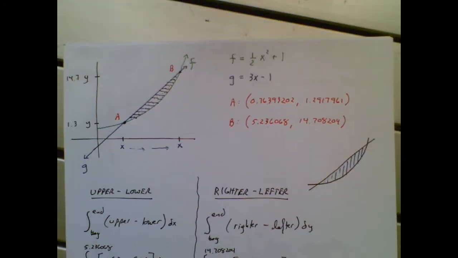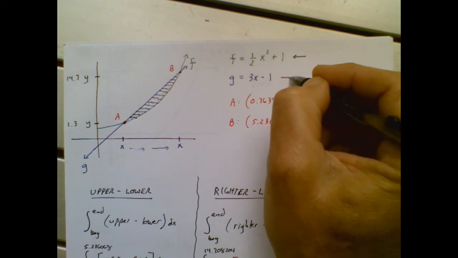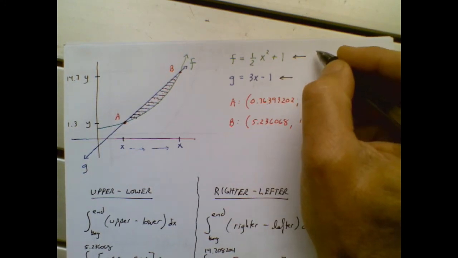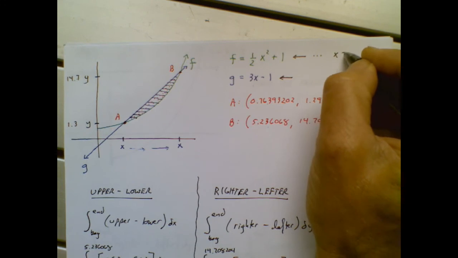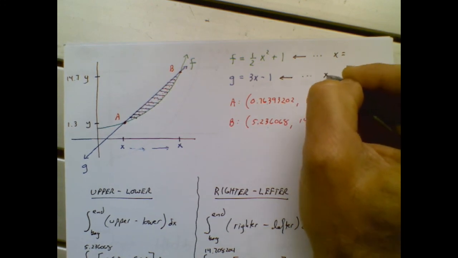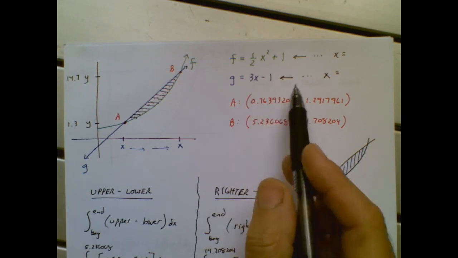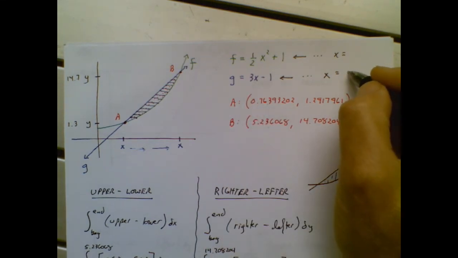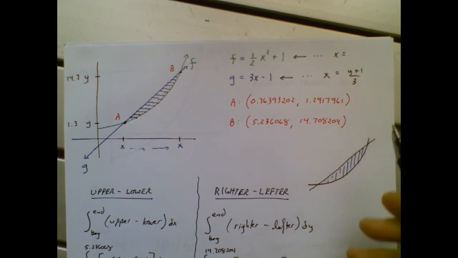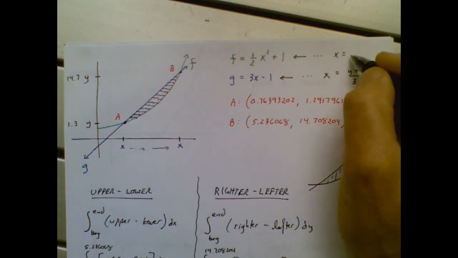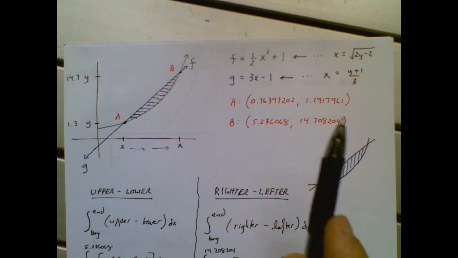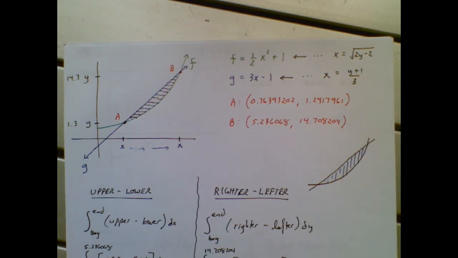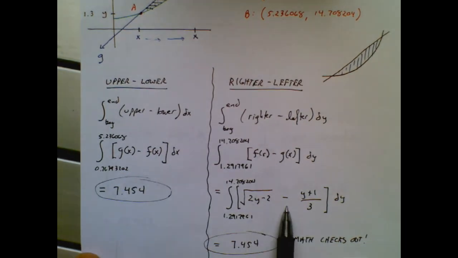Well, the original functions they gave us were with respect to x. So I had to do some algebra and turn this into an x equals and an x equals. I'm not showing you the algebra here, but on this one I end up with y plus 1 over 3, and on this one I end up with square root of 2y minus 2. Just solving for x, putting it in terms of y so that I can use the y variable in the integral.